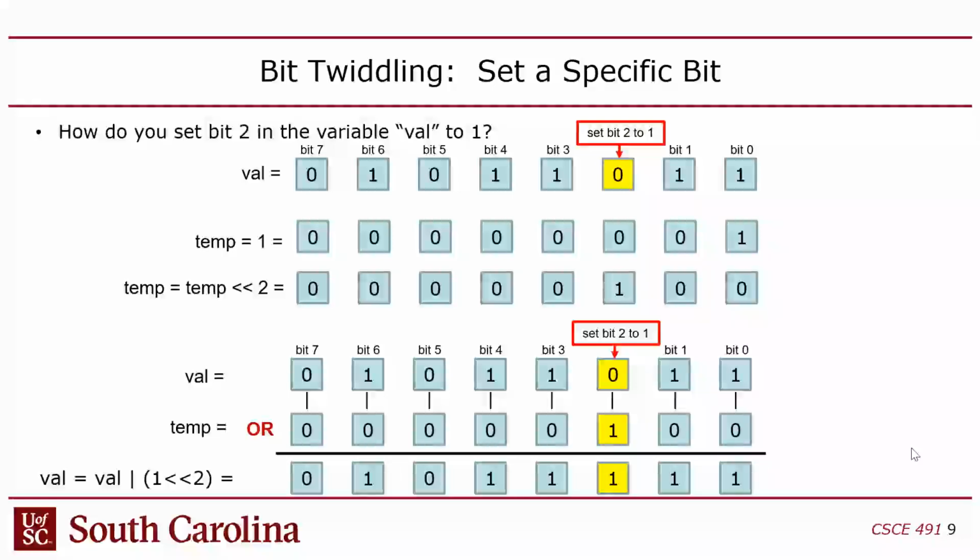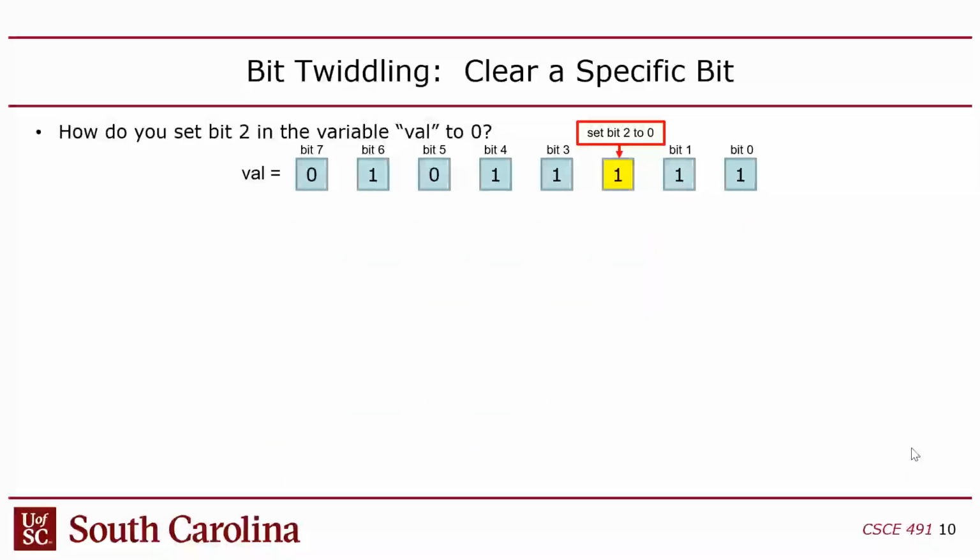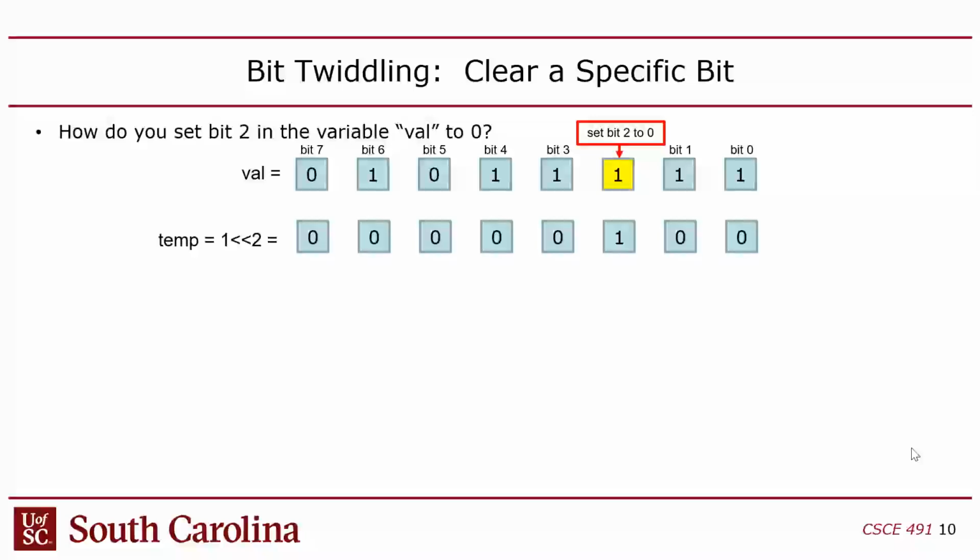You have to shift a placeholder bit, then you have to OR them together, and then you have to store this resultant value back. Well, what about clearing a specific bit? What happens if I want to turn a bit off, right? So for that, you have to load the original value, and again, you take a temporary value and you shift it a number of bits to the left, representing the bit position you want to clear. So I want to clear bit 2, so I take 1 and shift it left by 2 bits.